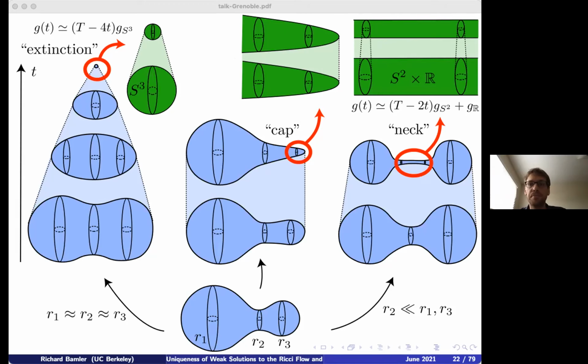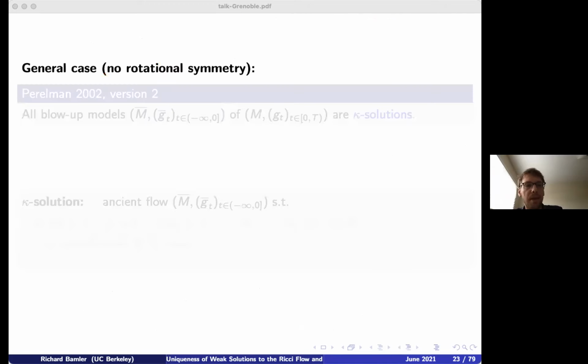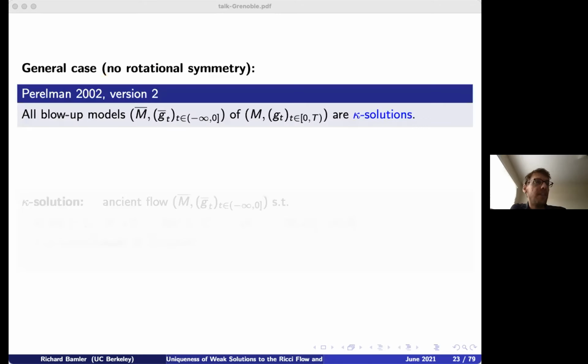All right, so maybe with this new terminology, I can now state Perelman's main result on the classification of singularity formation in a more precise way. Instead of saying essentially these are all types of singularities, we can now say all blow-up models of any Ricci flow that develops a singularity at time t are something, and the something is called a kappa solution. So I need to tell you what a kappa solution is.